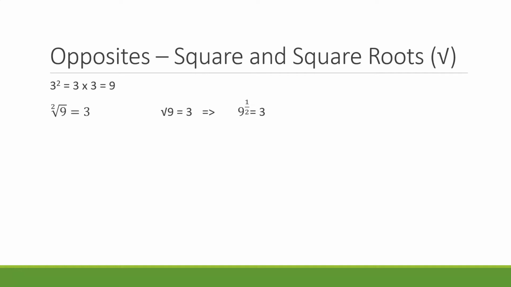However, when the 2 is not included and there's no other number included, it's understood to be the square root. So in the second example, where I've got square root of 9 equals 3, it's understood to be a 2 there. Similarly, it's possible to put an exponent with a fraction. And if you have a fractional exponent, that implies you're finding the root. So 9 to the exponent 1 over 2 is also equal to 3. Note that the root symbol is referred to as the radical symbol.